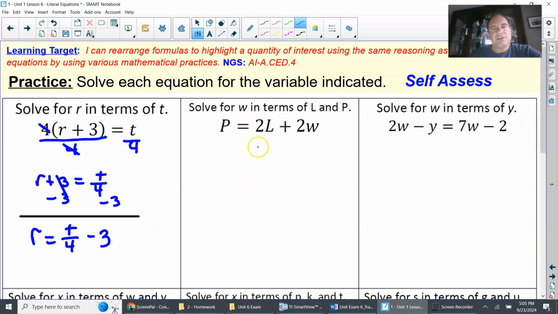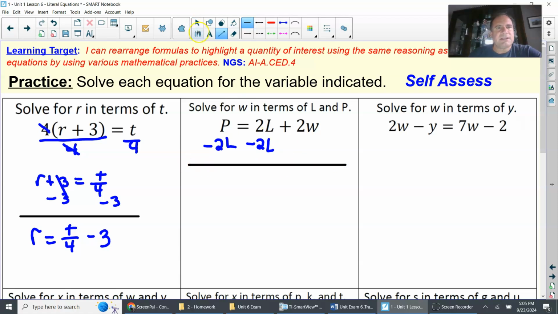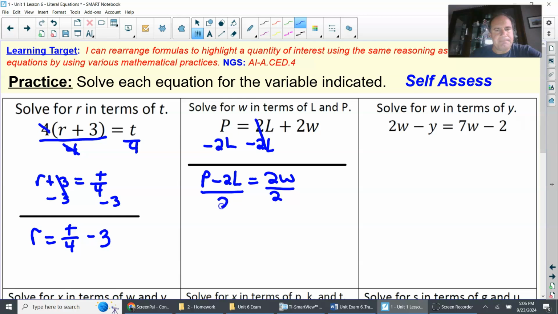Solve for W in terms of L and P. So we're going to solve for W by taking this 2L and moving it over to the left side. Once that's moved over to the left side, you'll notice that the 2W is kind of alone over there on the right side. And the only thing to solve for W is to divide by 2. And the 2's cancel, and you have W equals P minus 2L over 2. And that is your answer.